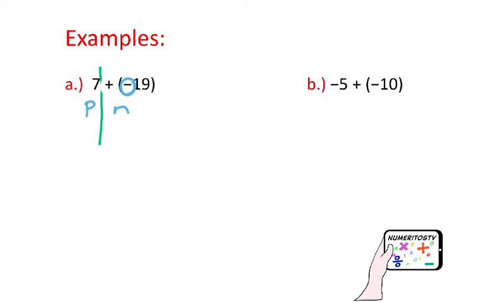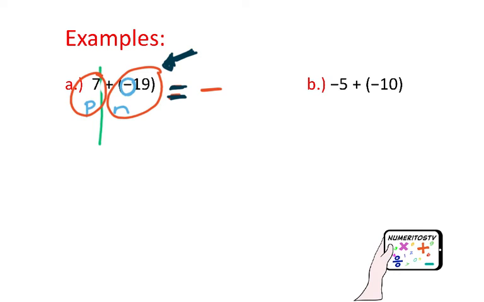And elimination means subtraction. But who has more? The positives are 7 and the negatives are 19. That means that the 19s are going to win because those are more. So the negatives are going to win. So I already know the sign or the symbol that my answer will have because these integers are more. So the negatives are going to win. So my answer is going to be negative.